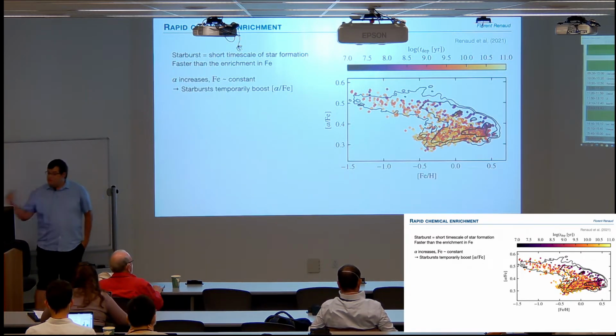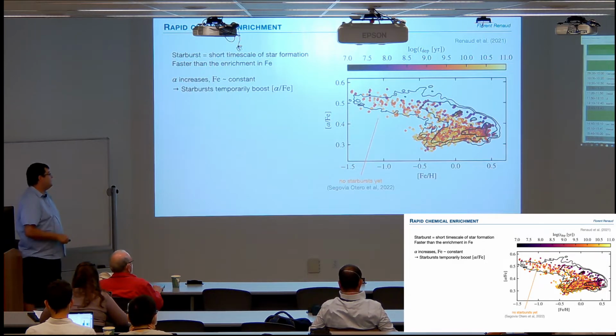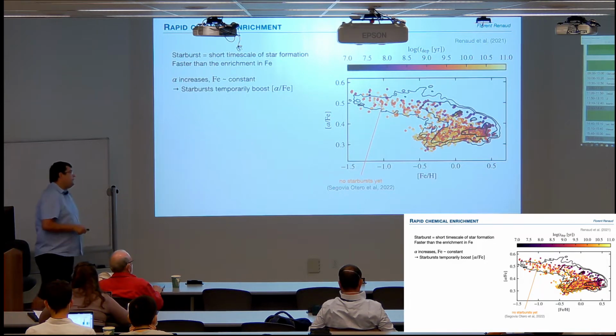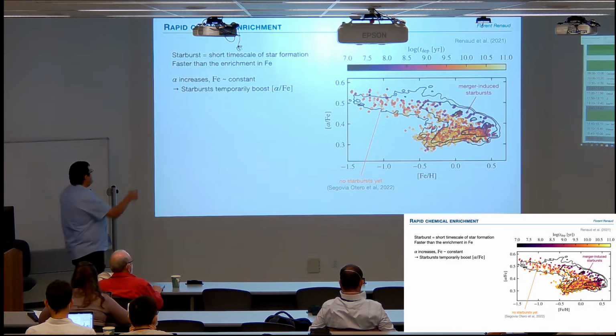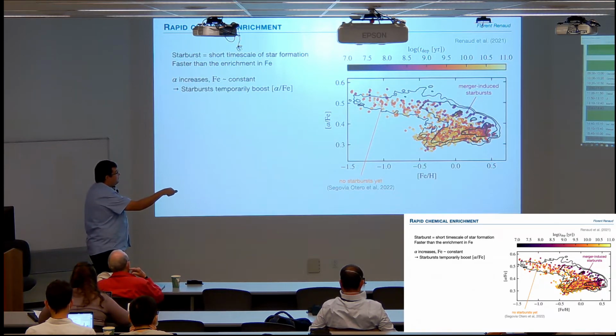So what happened? If we start chronologically, at very high redshift, we start at low metallicity, you don't have a starburst yet. Major mergers, no starburst. Alvaro will explain why. Later, you get this merger-induced starburst. So you boost your alpha. Fe is not reaching high values yet. So you have these little spikes in purple that you see here.